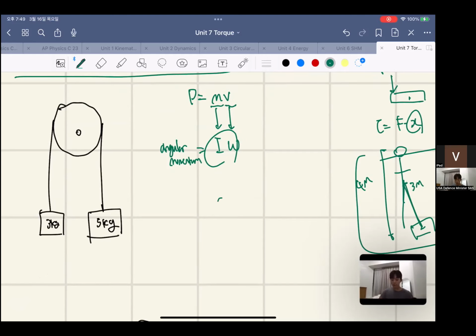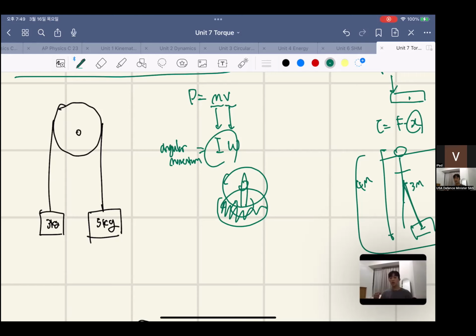For example, you already have a disk that's rotating, and if you put another disk on top of the disk that's already rotating, and the two disks start rotating together, the initial angular momentum of this one singular disk and the final angular momentum of the two disks combined should be equal.